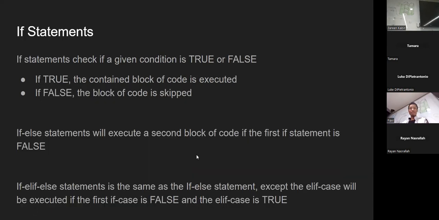And then there's if statements. So it basically checks if the contained code is true or false. If it's true, the block of code will be executed. If it's false, it's basically skipped over. You can put an else statement at the end of the if statement that will execute only if the first if statement is false. And then you can do more complicated things like elif statements, which will execute if the first if statement is false. So yeah, I know I said if a lot of times.